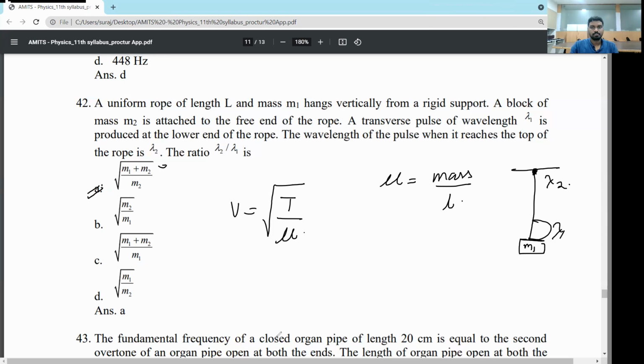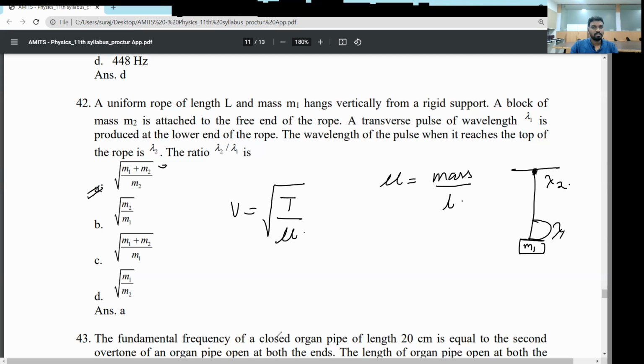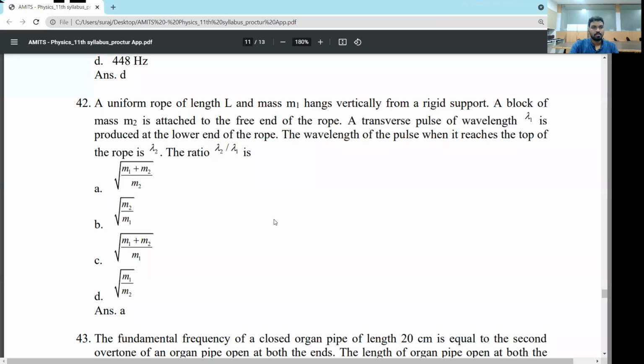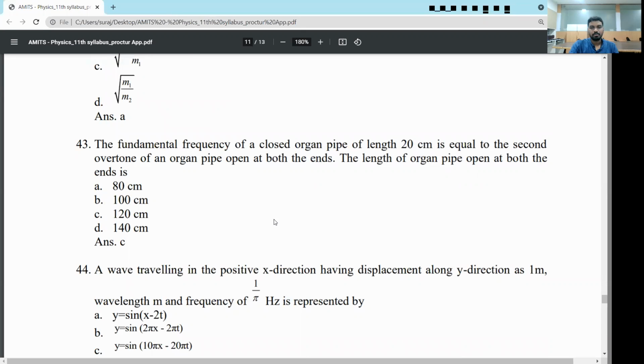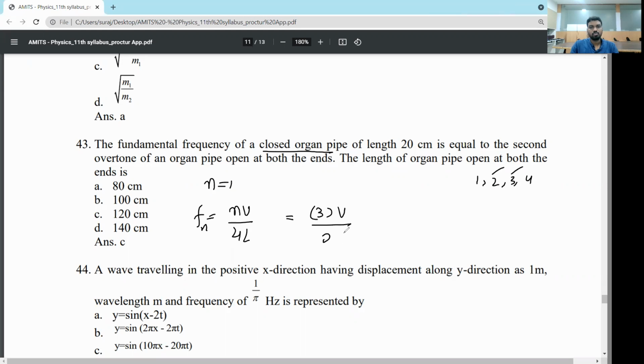Next, question number 43. The fundamental frequency of a closed organ pipe of length 20 cm is equal to the second overtone of an organ pipe open at both ends. Fundamental frequency, n equal to 1. Closed organ pipe frequency equals nv by 4L. This should be equal to the second overtone of the pipe open at both ends. For both ends open, the harmonics are 1, 2, 3, 4. This is the first overtone, so the second overtone is 3. So this is 3 into v by 2L.